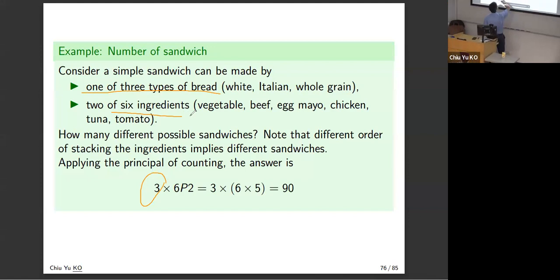Suppose you are going to choose 3 ingredients, it will be 6P3. So that is very simple. It's 90. So there are a lot of combinations.